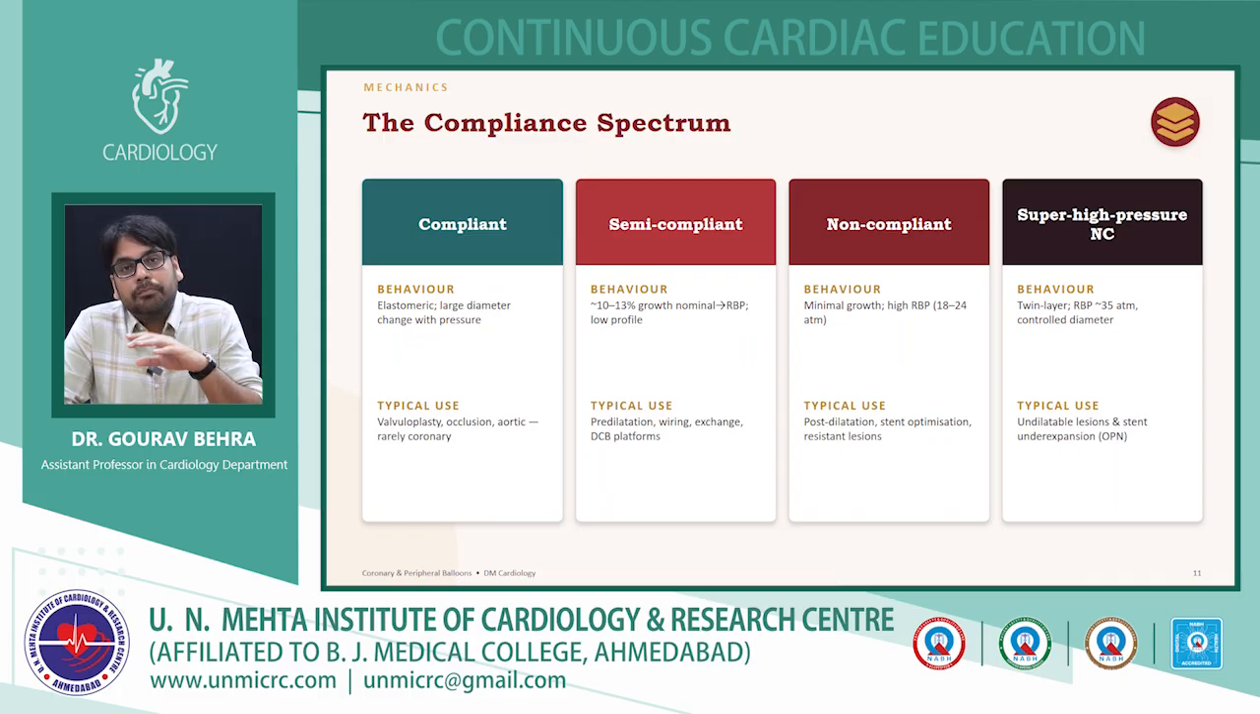And coming to non-compliant, there is minimal growth. If the diameter is 3, then it will be 3.1, 3.2. It will not change more than that. So you can go to high pressures with the same diameter. This is typically used for post-dilatation and post-stent optimization, in POT balloons, the pre-optimization techniques. Now the last one is super high pressure NC balloons.